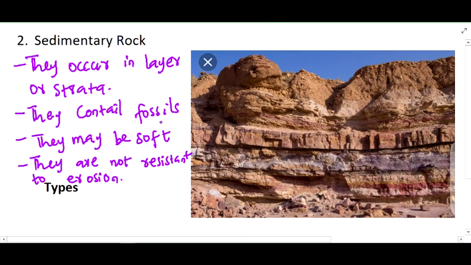Now before I go ahead and talk about the types of sedimentary rock, let me talk about the mode of formation. So how are these rocks actually formed? Mode of formation of the sedimentary rock. These rocks are formed by deposition of sediments. That is why they look like sliced bread dropped on each other, because they are actually deposited by sediments. You understand?